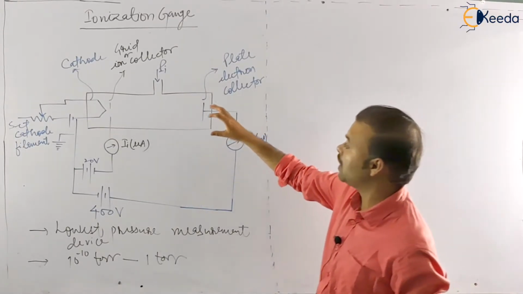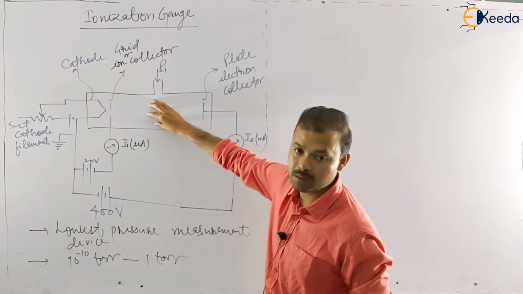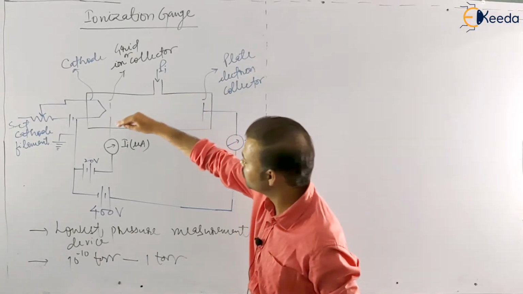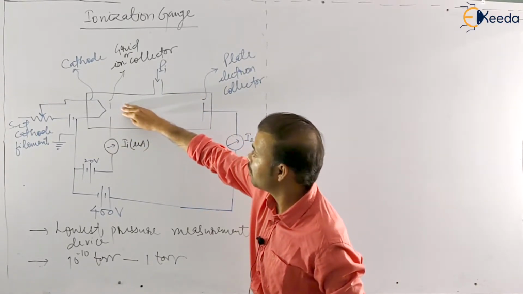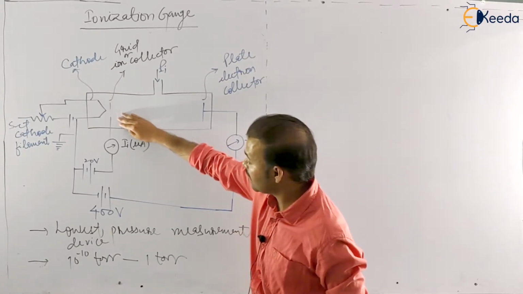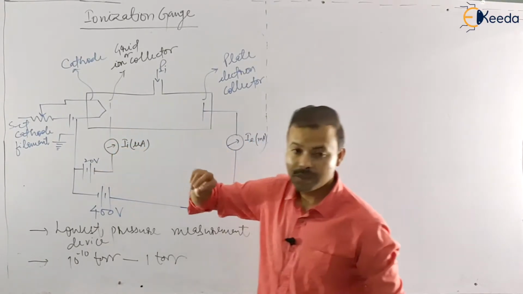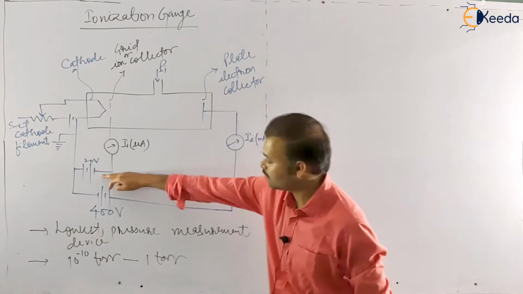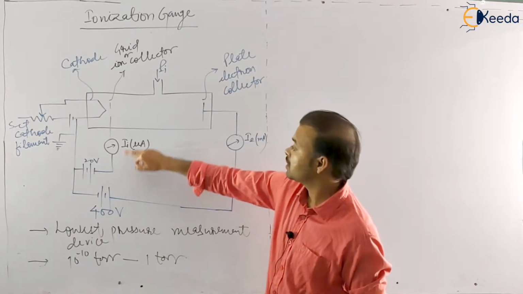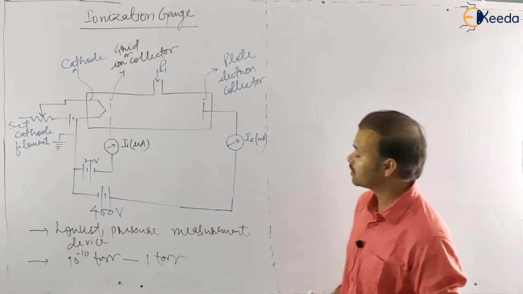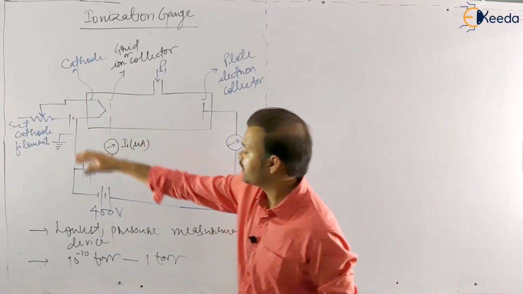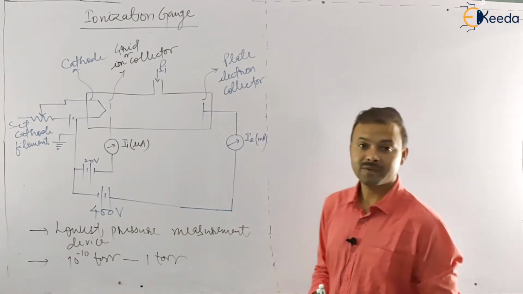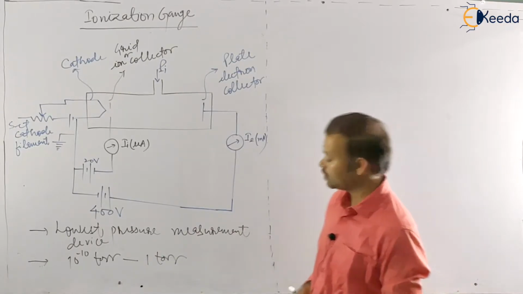The gas will be ionized in this chamber, and the ions will be collected through this grid or ion collector. This is a plate, and this ion collector is connected to a negative battery supply. This is the negative side of the battery, connected with the grid or ion collector, and the cathode is being heated up with a 400 volt battery.